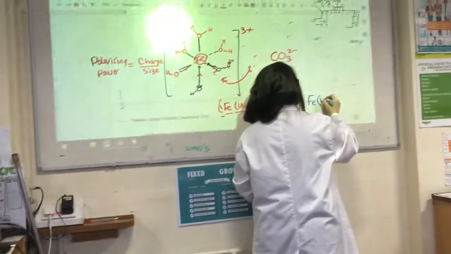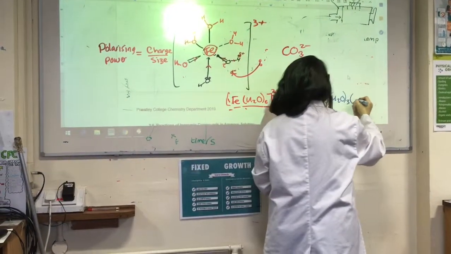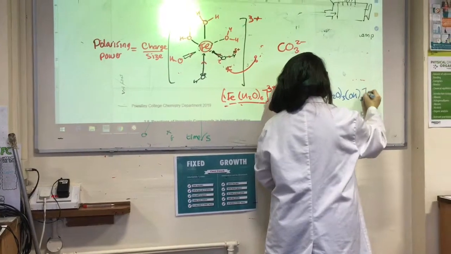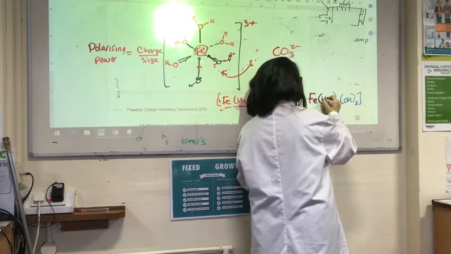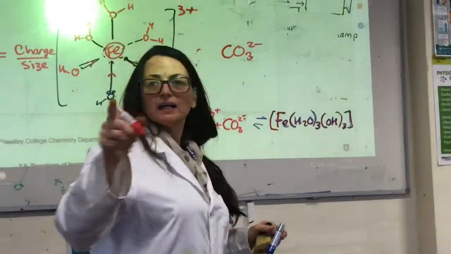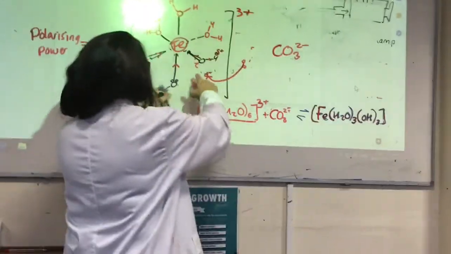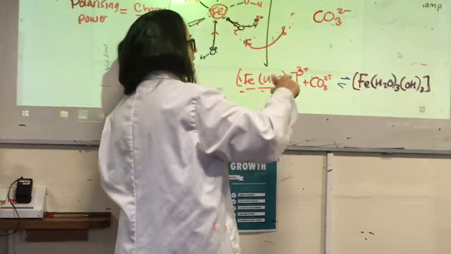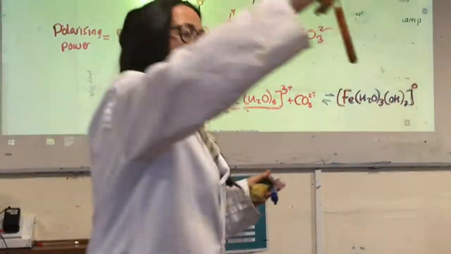there's 3 waters left, H2O, and therefore 3 of them have been turned into hydroxide ions. I should really have done that in red, because that is our rust precipitate. Rust is what forms, and then it dries out and forms the iron three oxide that you were doing, but in aqueous solution. So it's lost 1, 2, 3, and it forms a precipitate because it's got no overall charge.